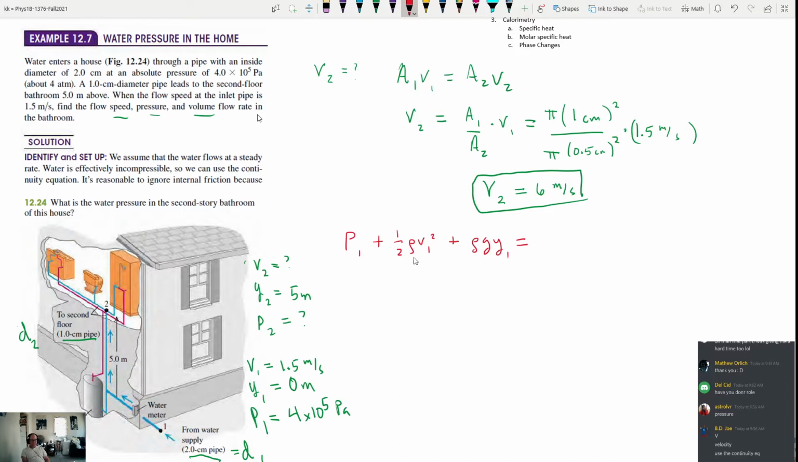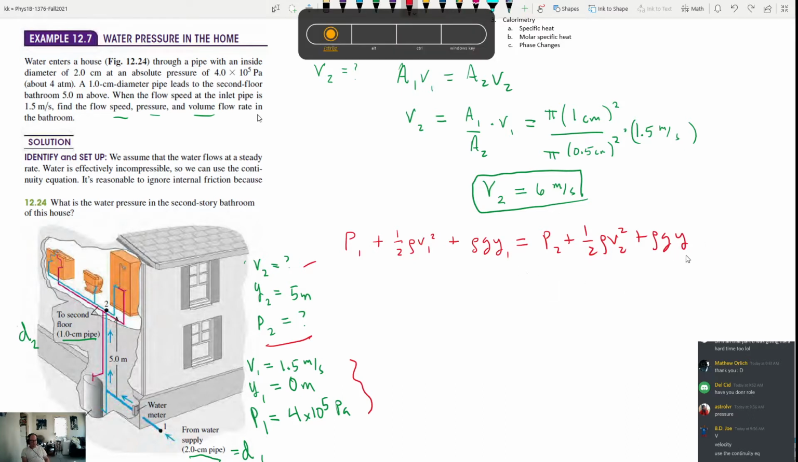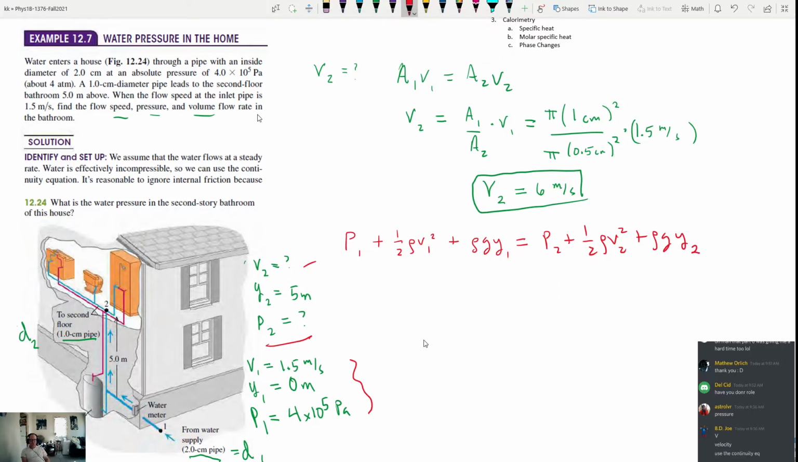So we use Bernoulli's equation. Bernoulli's equation relates pressure, velocity, and height, which we have in this problem. We have all those three quantities here. We've already found this one, and we want to find this one. So Bernoulli's equation is good to use for that. And now it's just a matter of plugging all the data that we have in here and solving for the one unknown that we have, which is P2.